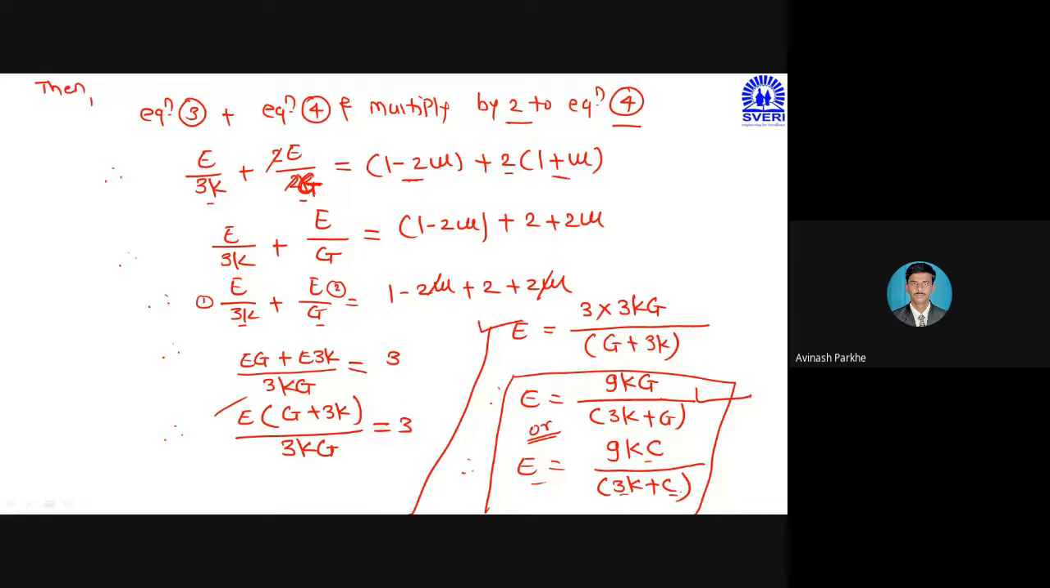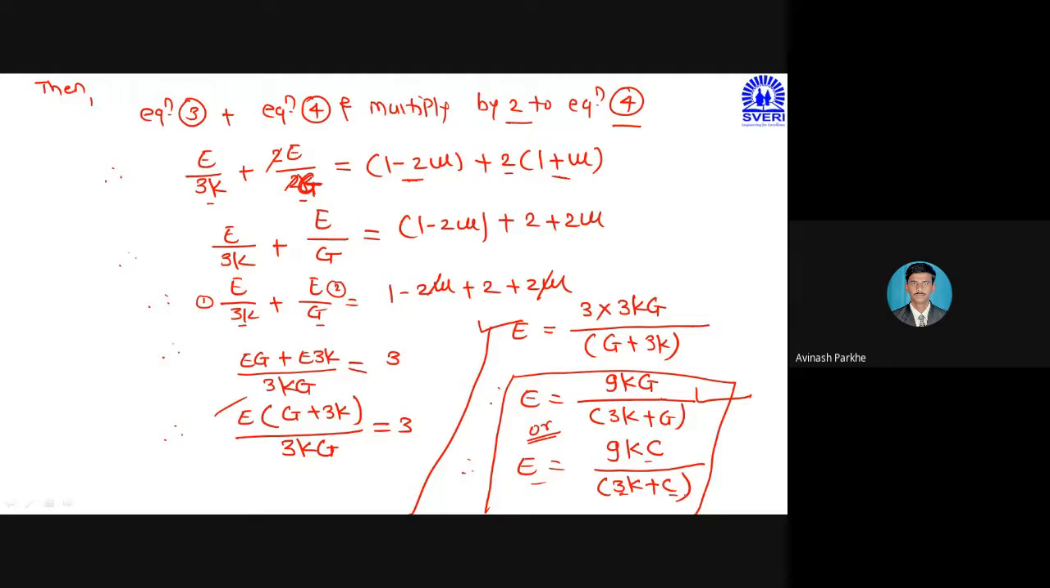In the examination, sometimes a question will be asked: prove the relation between all the three elastic constants. All the three elastic constants means we have to derive this particular derivation. Or sometimes: prove that E is equal to 9kg divided by 3k plus g. So we have to solve this equation. Sometimes instead of using the g term, they will ask: prove that E is equal to 9kC divided by 3k plus C. So we have to derive this particular derivation.